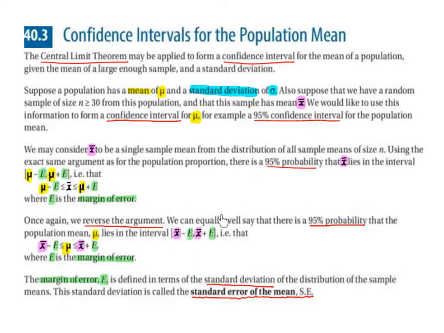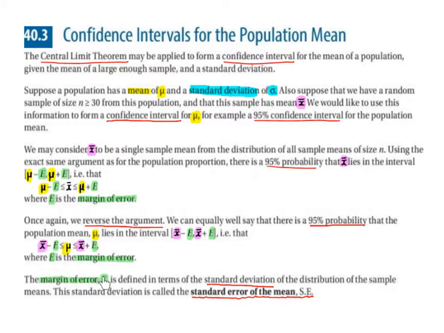We can equally say that there is a 95% probability that the population mean lies in the interval x bar minus e, comma, x bar plus e, i.e. that the mean is between x bar minus e and x bar plus e, again where e is the margin of error.